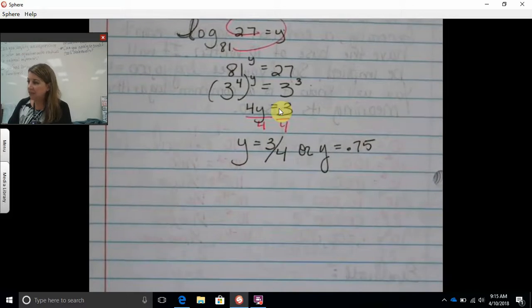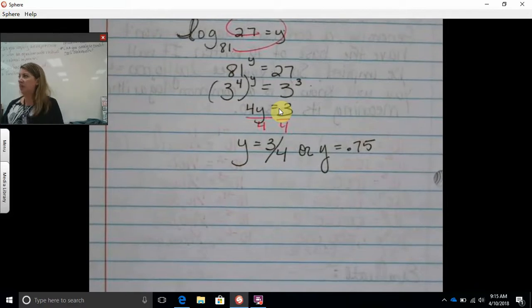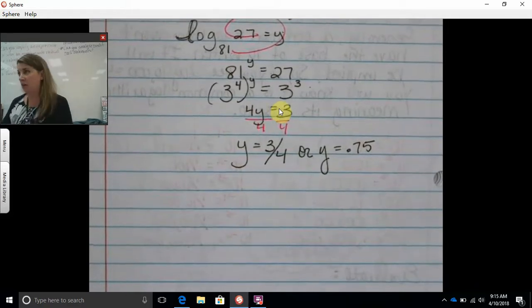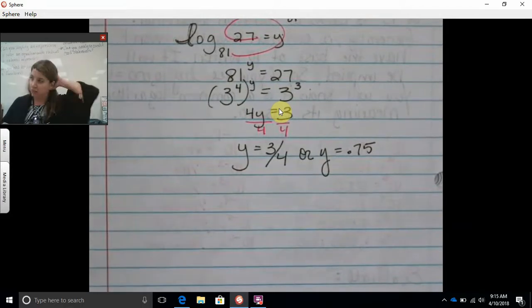But not every problem that you get is going to be one you can write with the same base. That does not always work. All of the problems that we've done so far, you've been able to write with the same base. So sometimes you actually do have to use a calculator to evaluate a logarithm. I'm going to show you how to do that today.